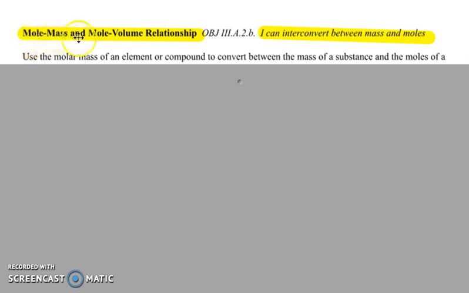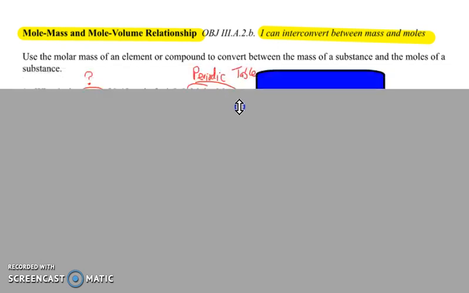So we're going to be looking at mole mass and mole volume relationships. So here's our I can statement. I can interconvert between mass and moles. So we're going to use the molar mass of an element or compound to convert between the mass of a substance and the moles of a substance.